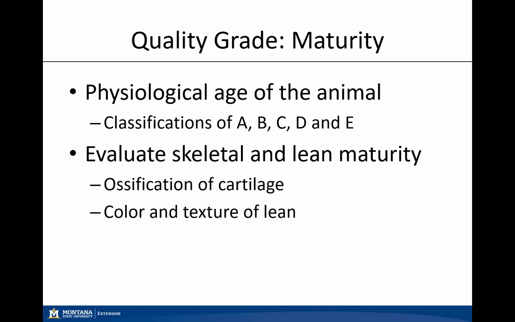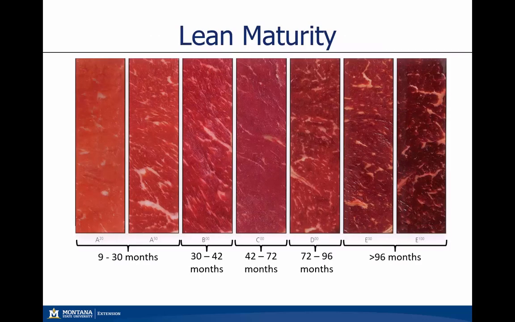So when we're looking at our skeletal structure, we're looking for ossification of the cartilage, which we will give some examples here in a moment, and then lean maturity, which is the color and texture of the lean. So if we're looking strictly at lean maturity here, A, or those young animals under 30 months of age, being on the left, and the older animals, cull cows, bulls, things like that, on the right, or E maturity.